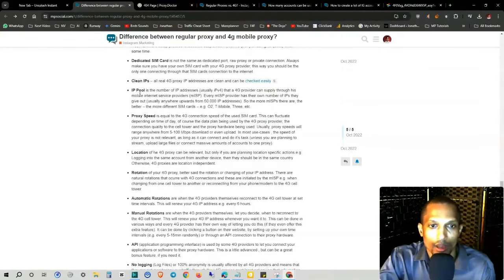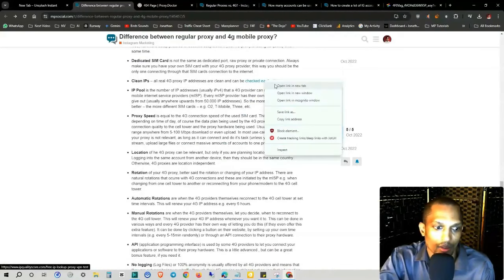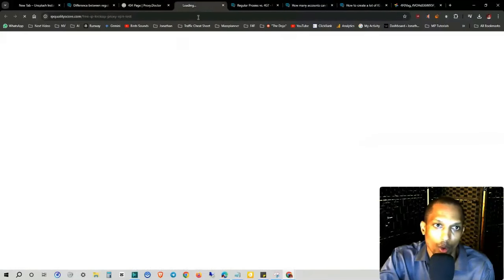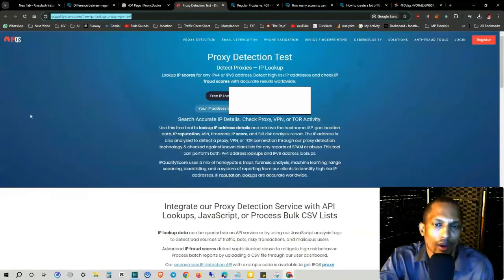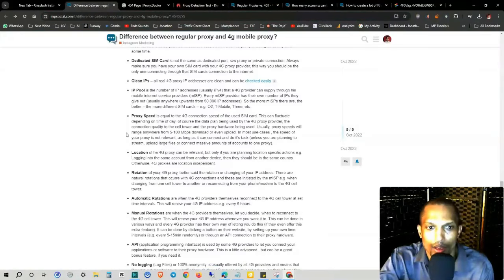Clean IPs. All real 4G proxy IP addresses are clean and can be checked easily. And he sends people to this link right here to check on the quality of an IP address, ipqualityscore.com. This looks like it's running pretty slow, but there are probably some alternatives out there. Okay, here we go. So this definitely detects the IP that you're on.